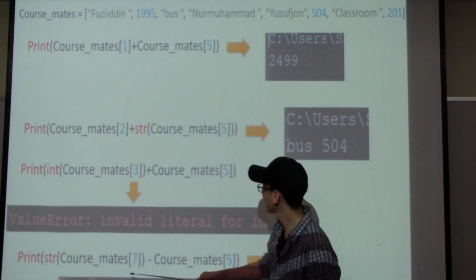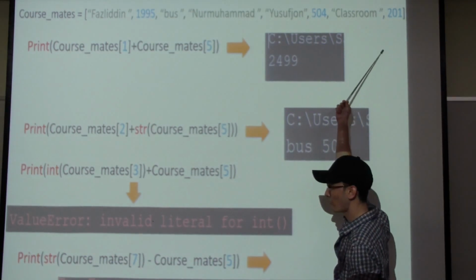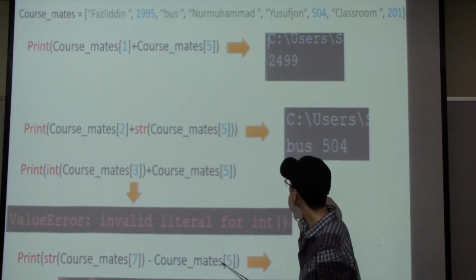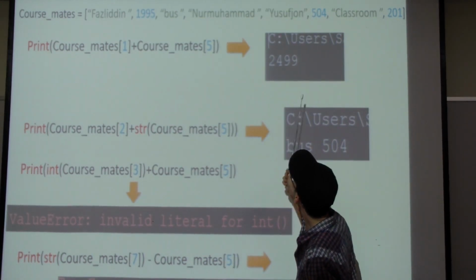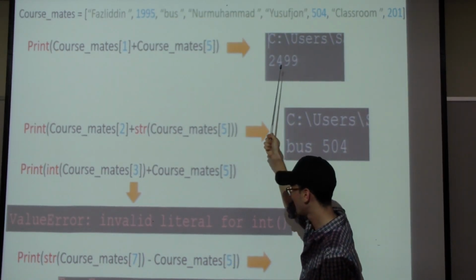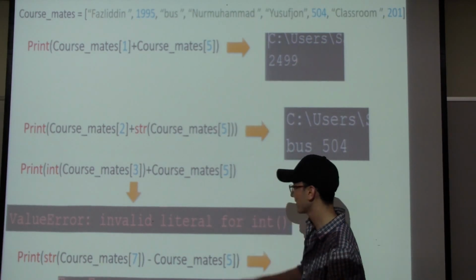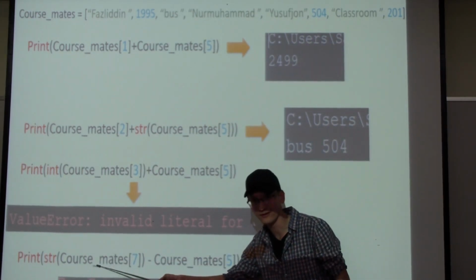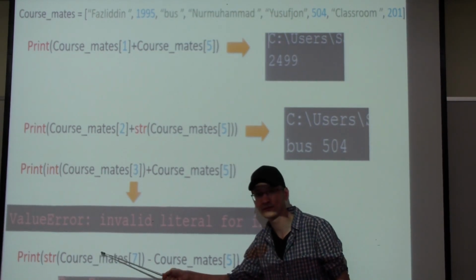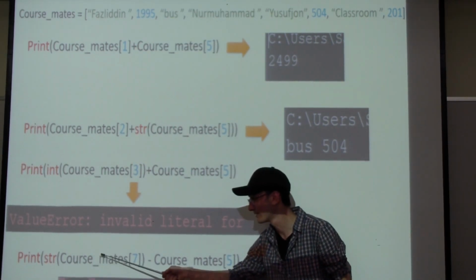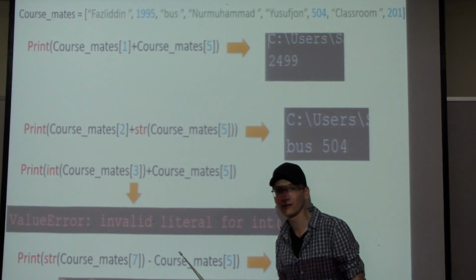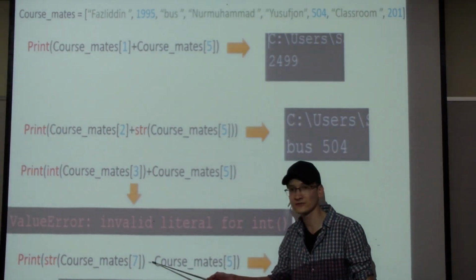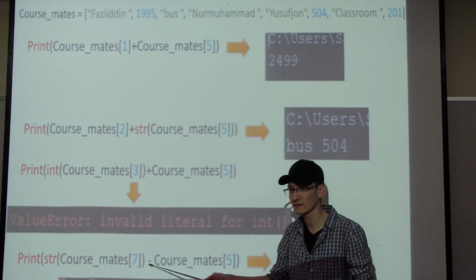So the seventh element is 201, and the fifth element is 504. This is a number, and this turns into a string. So string and number. We cannot print a string with a number.